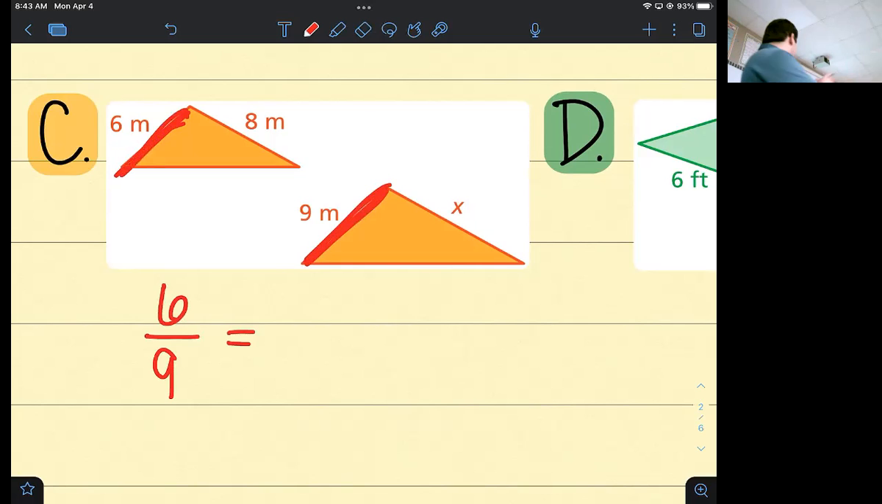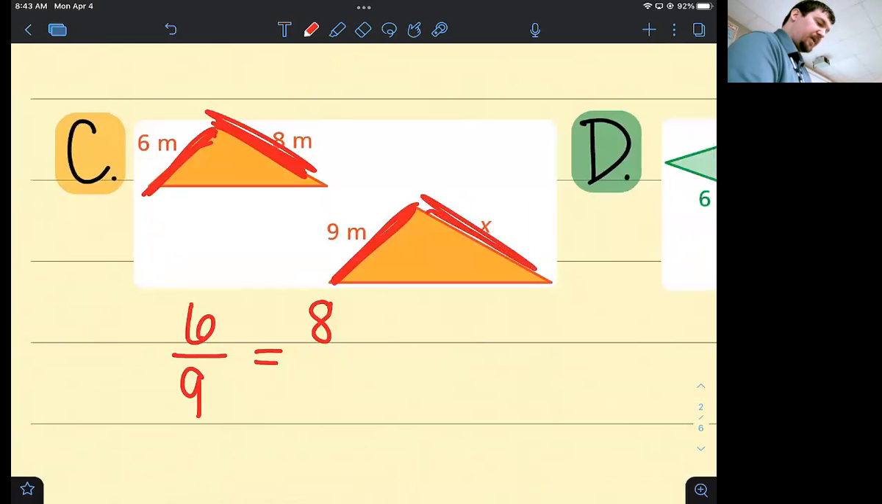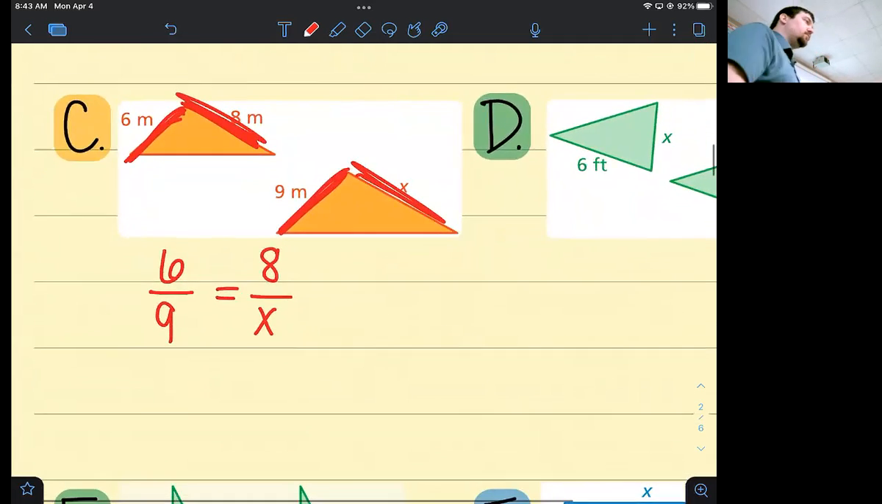Now we have to go back to the first triangle, 8, which is the side here, is to X, which is this side here. And we have our proportion. We've solved a lot of proportions, even this year we have. I know you guys did some last year as well.